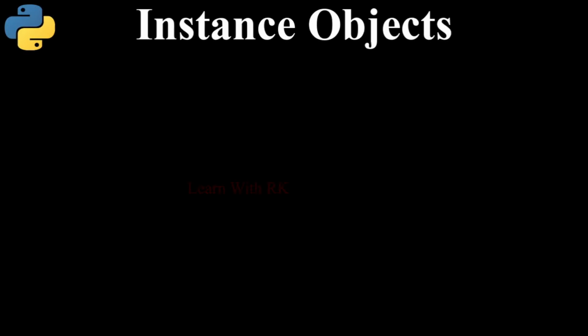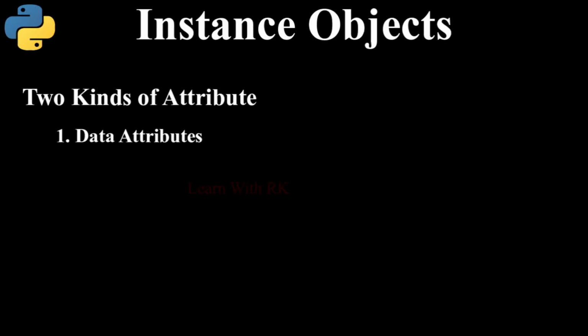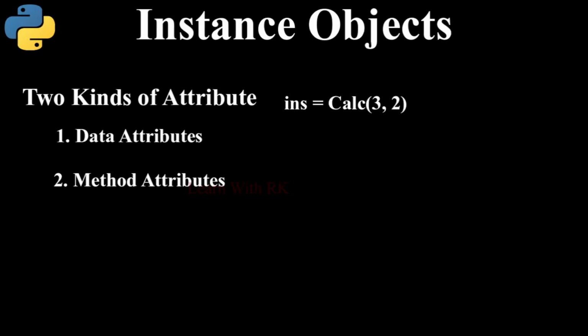Now we have created the instance from the class using class instantiation. Okay, what can we do with the instance objects? There are two kinds of attributes that can be used in the instance objects: data attributes and method attributes. Let's see one example of data attributes.